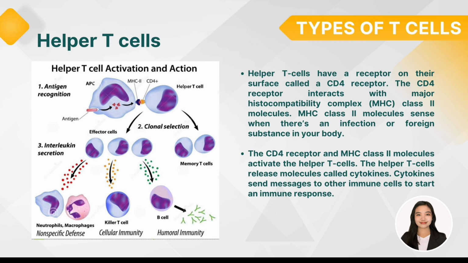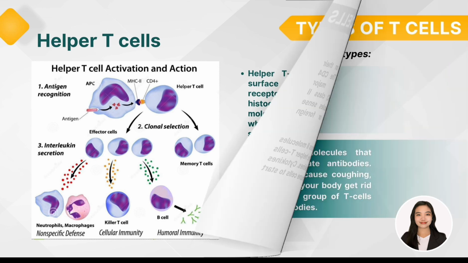So helper T cells have a receptor on their surface called a CD4 receptor. The CD4 receptor interacts with major histocompatibility complex, which is the MHC class II molecules. MHC class II molecules sense when there is an infection or foreign substance in your body. And the CD4 receptor and MHC class II molecules activate the helper T cells. The helper T cells release molecules called cytokines. Cytokines send messages to other immune cells to start an immune response.